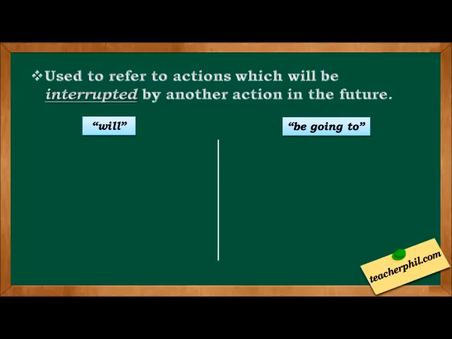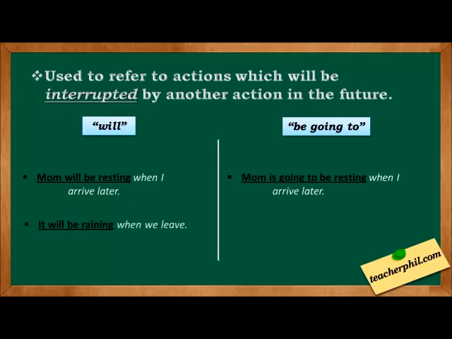The second one is used to refer to actions which will be interrupted by another action in the future. Examples: Mom will be resting when I arrive later. Mom is going to be resting when I arrive later. It will be raining when we leave. It is going to be raining when we leave.